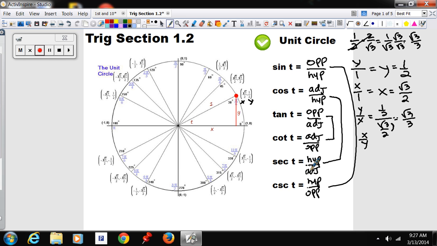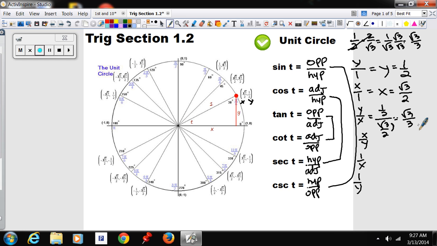The secant is the reciprocal of cosine, so it's going to be 1 over x. And then the cosecant is the reciprocal of the sine, which is 1 over y. And we'll figure out what those three are on the next slide, so we'll just leave it as those right now. These three are going to be the most important three that we'll need, so put those on there.